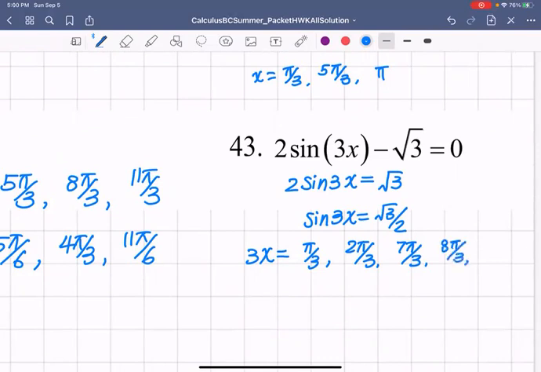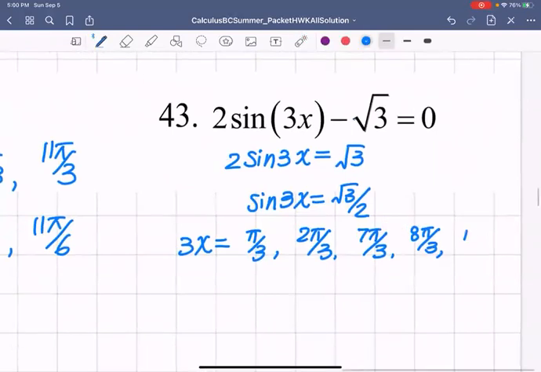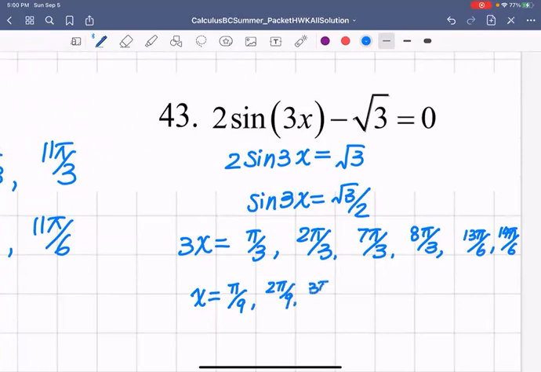And then add another 2 pi, this is 13 pi over 3. And 8 plus 6 is 14 pi over 3. Correct? Yes. And then divide by 3. x equals? Pi over 9, 2 pi over 9, 7 pi over 9. Yes, continue. Oh, sorry, I have a typo, sorry.